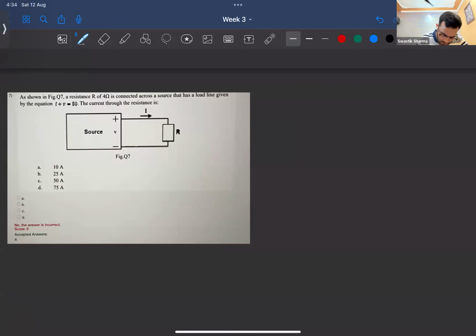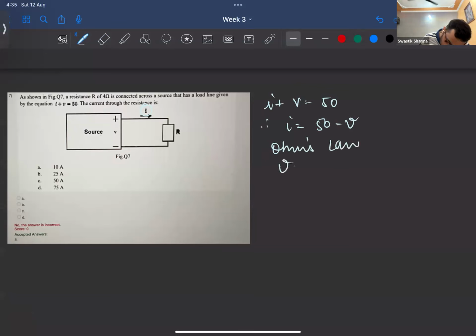Okay, let's solve this question. We are given a load line of the source. So a load line is given as I plus V is equal to 50. Therefore I is nothing but 50 minus V, right? And we know the current through the resistance is also I. Now the voltage across the resistor, from Ohm's law, we get V is equal to IR. Now I is what? 50 minus V, right?